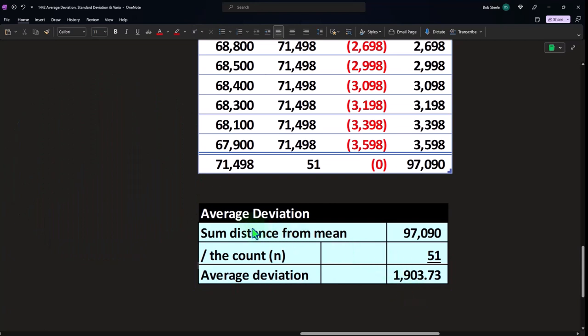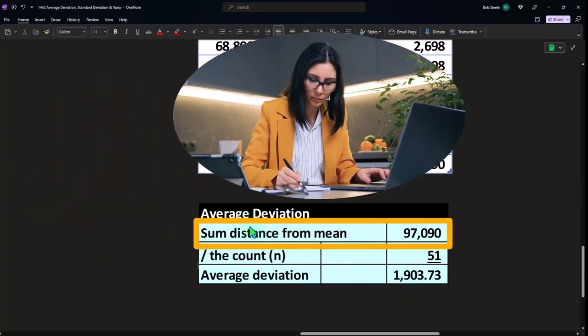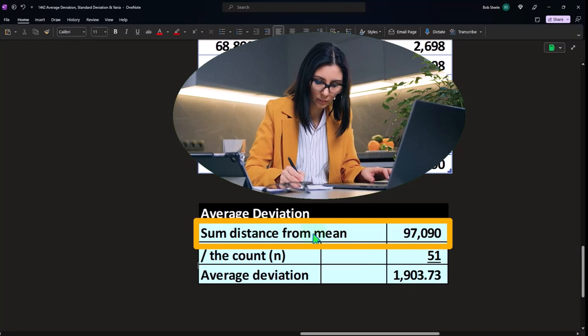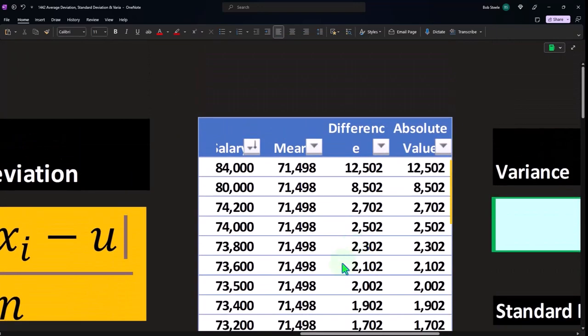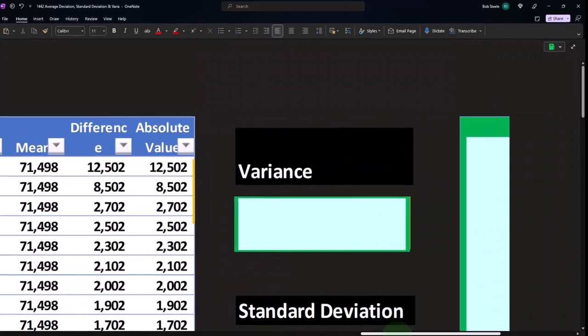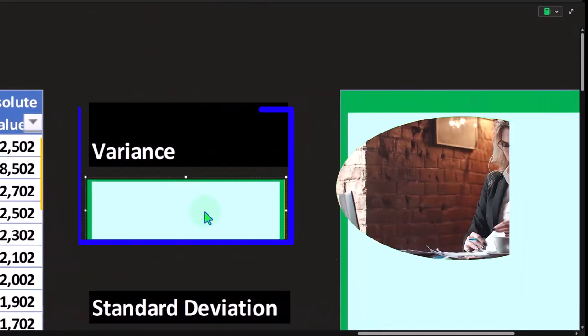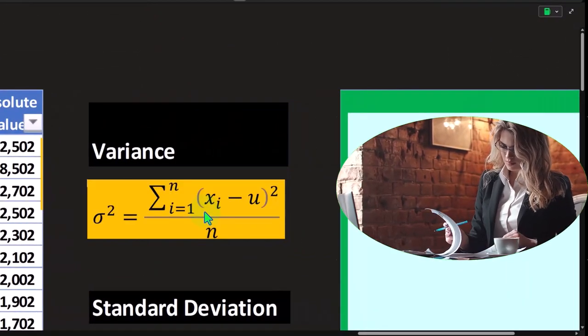Now in practice, we don't typically use the average deviation because we're going to use the standard deviation, but this gives us kind of the first thing that we would think of if we were trying to work this out. So then let's look at the variance and the standard deviation, these two calculations being related.